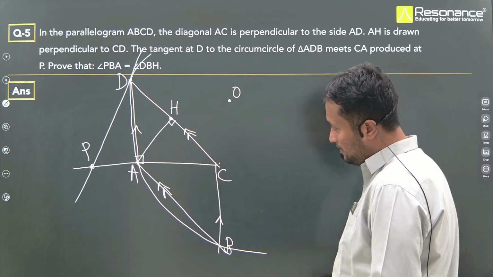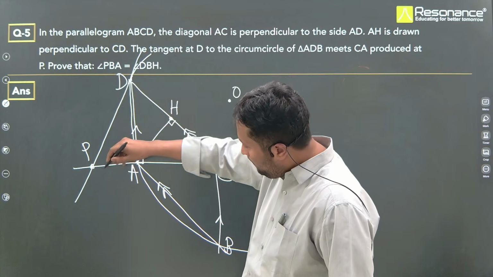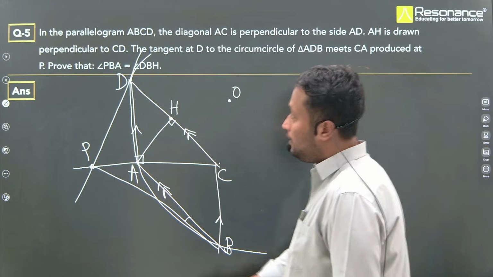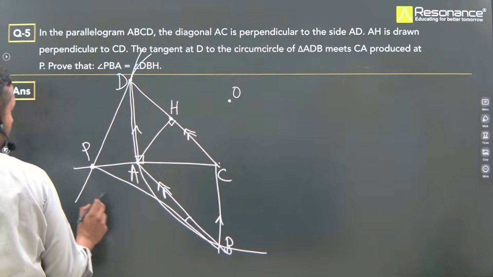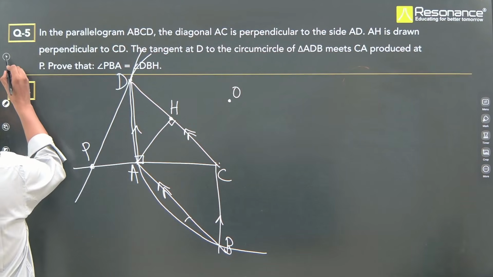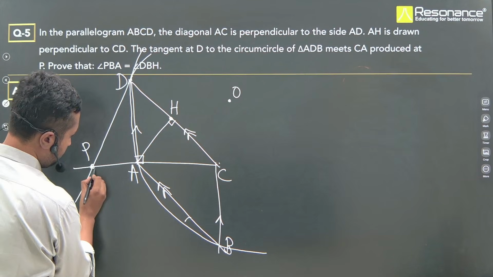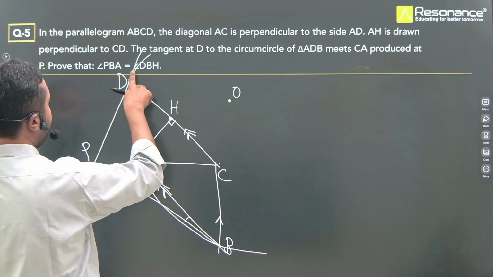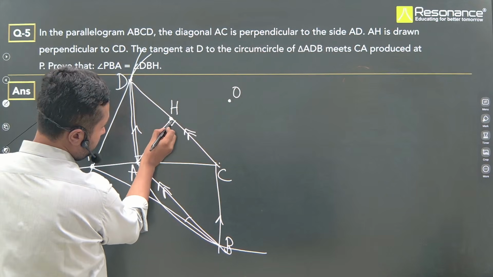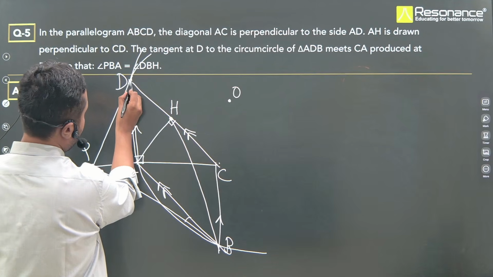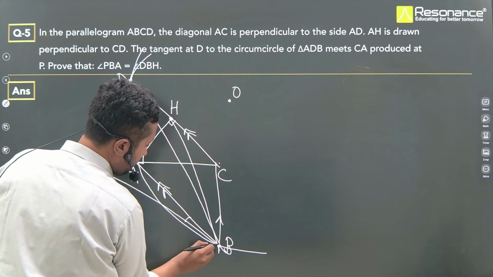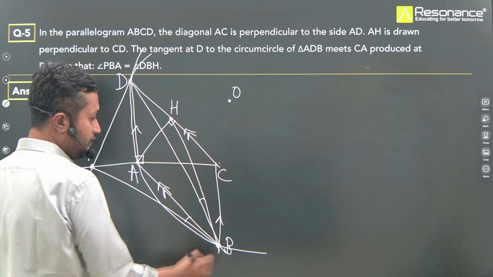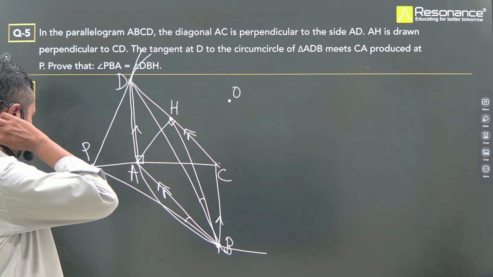Now, yeah, that's an awkward angle. So angle PBA, this angle over there. Maybe I'll draw that again. And then angle DBH, so this angle over here. So we want to show that these 2 angles are equal to each other. That's the goal.